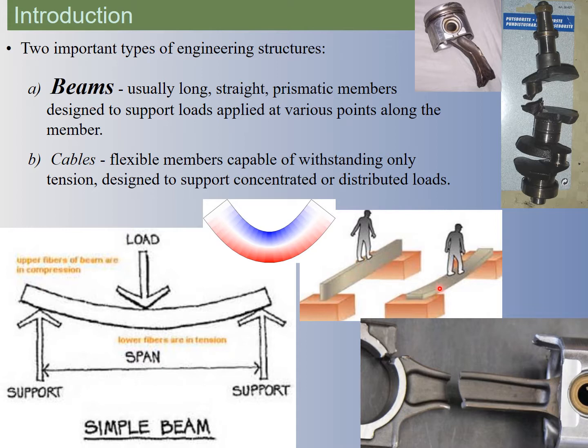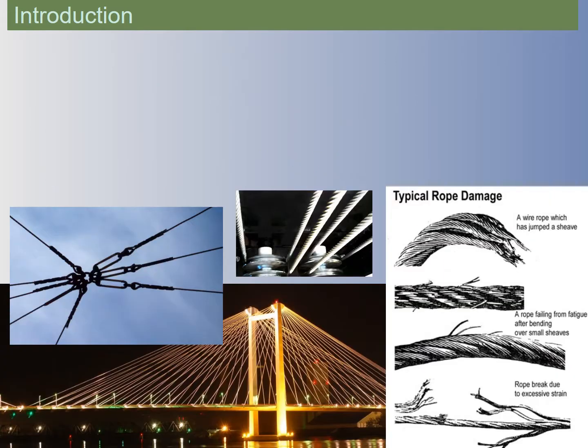This is one of the points of why you have an I-beam. The more material you have far away from the axis of rotation that has to be compressed or in tension, the more resistant to bending it will be. Okay, so that's a beam.